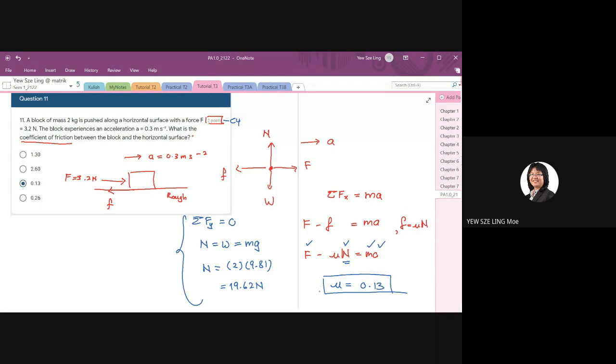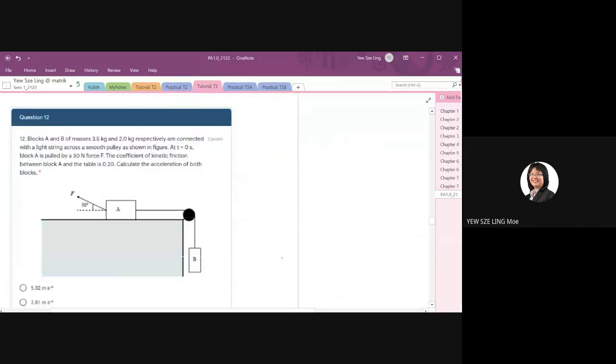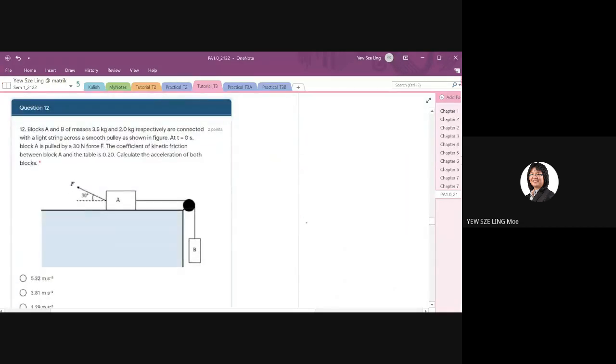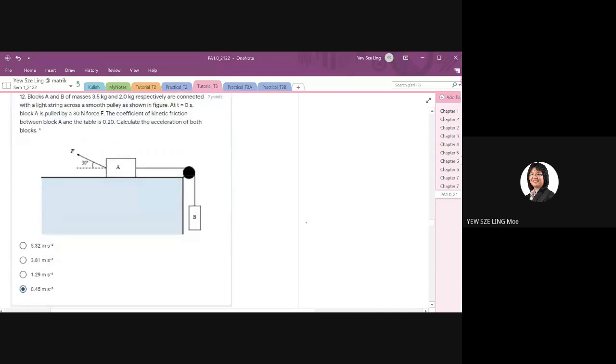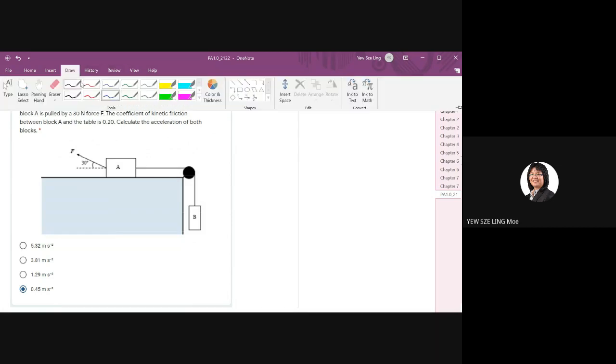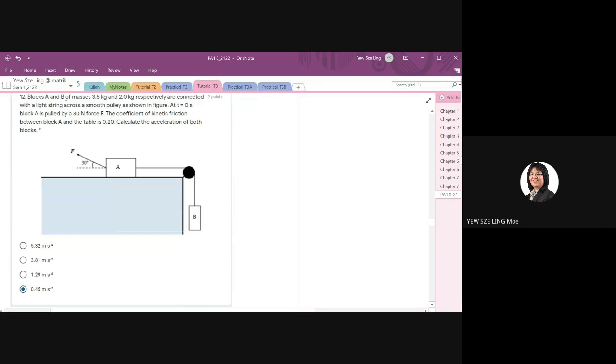All right. So done. Next, we're going to look at question 12. Question 12 is another 2-mark question. Usually when it comes to force, it is a C4 type question, because if we just give you C3 questions, then it will be too easy for you. So block A and block B have masses 3.5 kg and 2 kg respectively. Block A is 3.5 kg, block B is 2 kg.